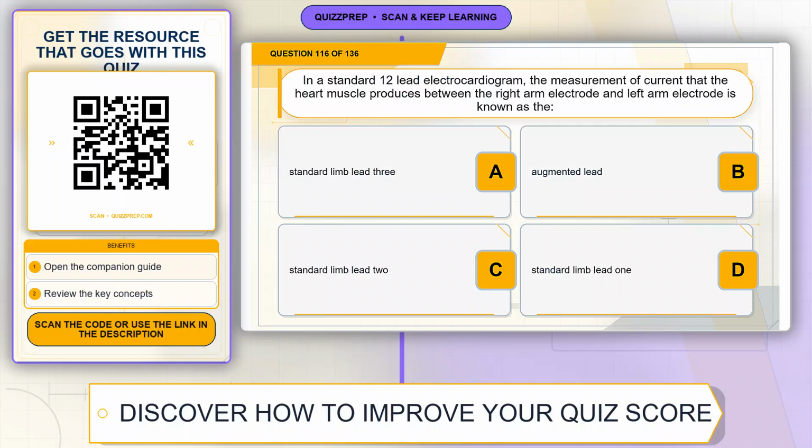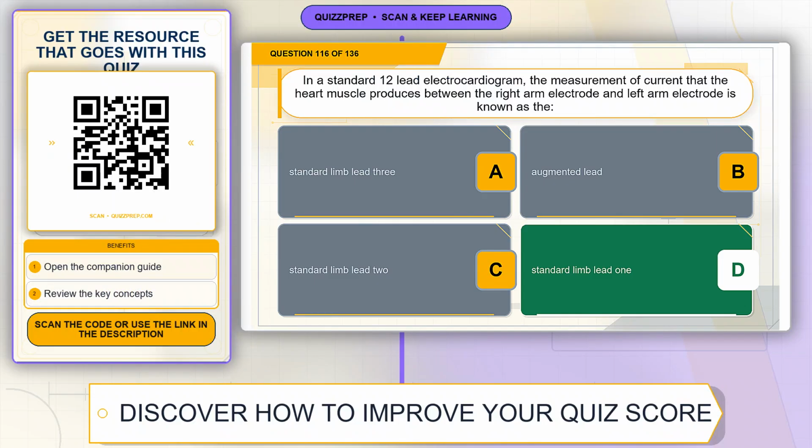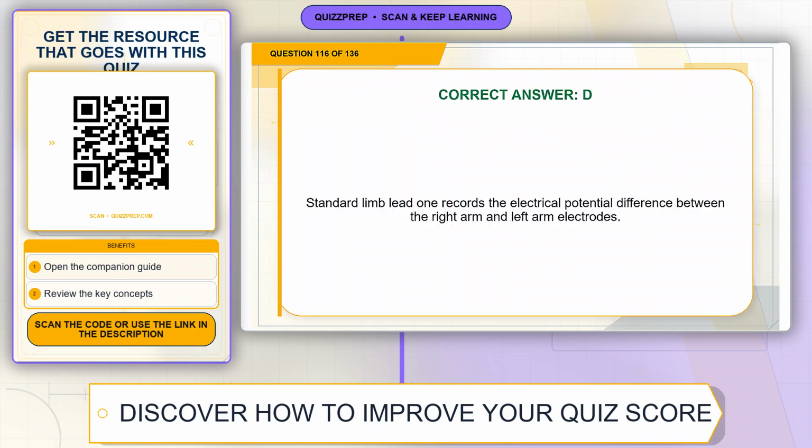Question 116. In a standard 12-lead electrocardiogram, the measurement of current that the heart muscle produces between the right arm electrode and left arm electrode is known as the option A, standard limb lead 3, option B, augmented lead, option C, standard limb lead 2, option D, standard limb lead 1. The correct answer is option D, standard limb lead 1. Explanation. Standard limb lead 1 records the electrical potential difference between the right arm and left arm electrodes.